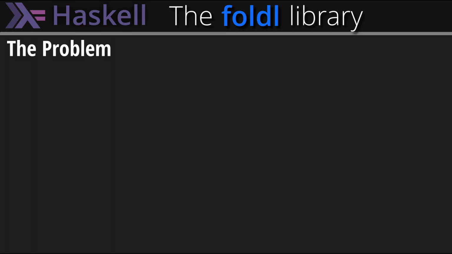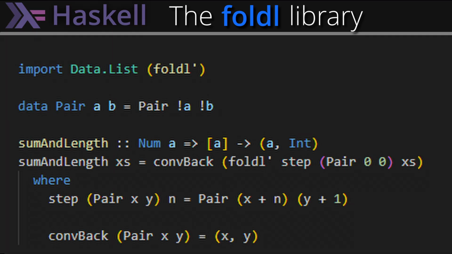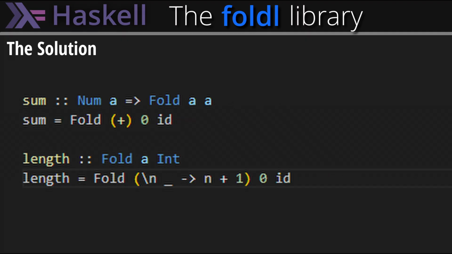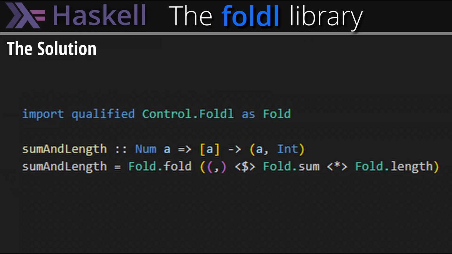With it, we can convert this into this. Ah, now isn't that better? Sure, it might look a bit intimidating with the applicative operators and all, but what it actually does is quite simple. The fold sum and length look like this. Without getting too much into the details, the library basically does the step and convert back functions in the back when you call the fold.